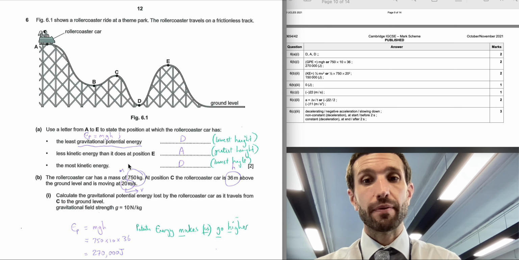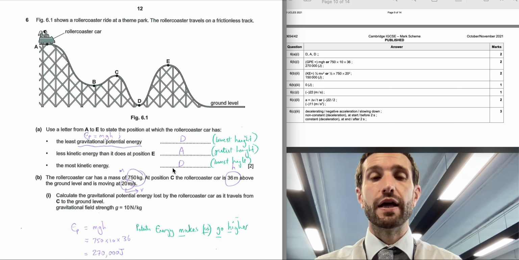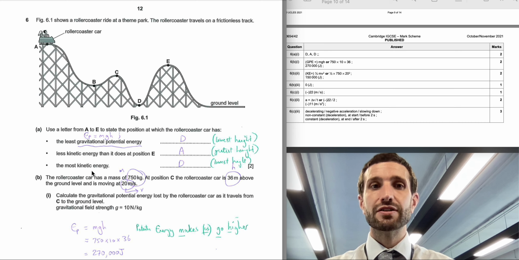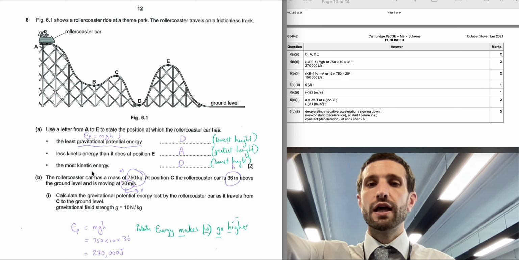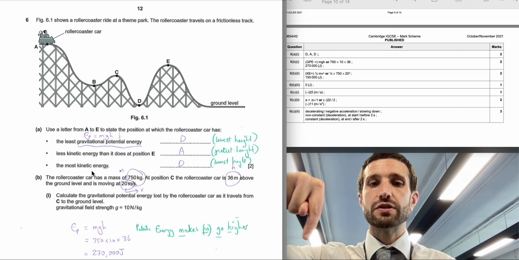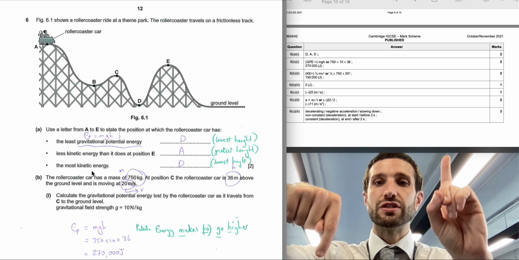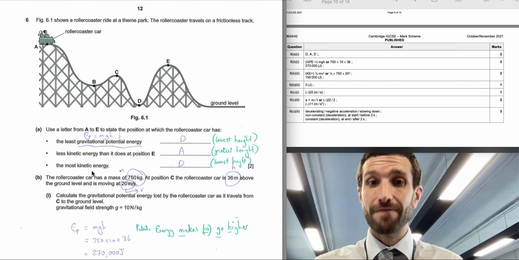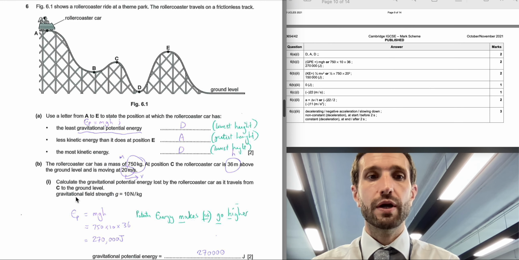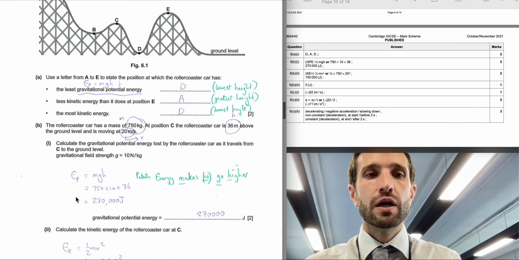Now, let's think about that in the same terms for the next point. Most kinetic energy, well, it works the other way. If I go down, my gravitational potential energy goes down, my kinetic energy heads up, and so therefore I'm actually traveling fastest at the bottom, and that's energy conservation for us. Okay, now here we go with the next part.